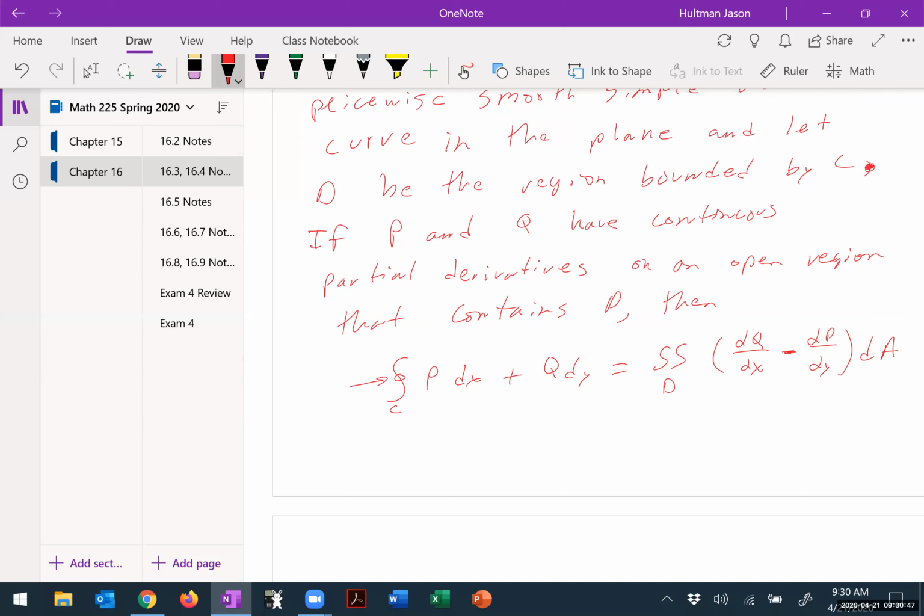Now, what does this little circle in my line integral mean? That little circle just tells me that it's a positively oriented line integral. So this means positive orientation. That's all it means, that it's positively oriented. That's what that little notation means there.